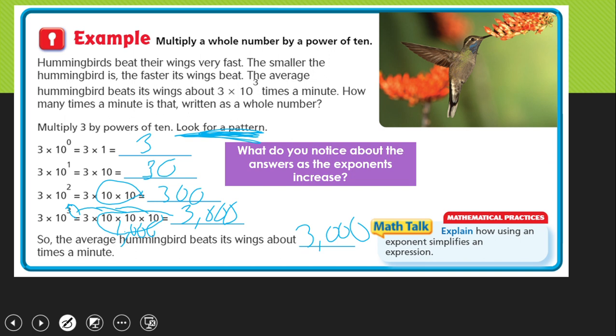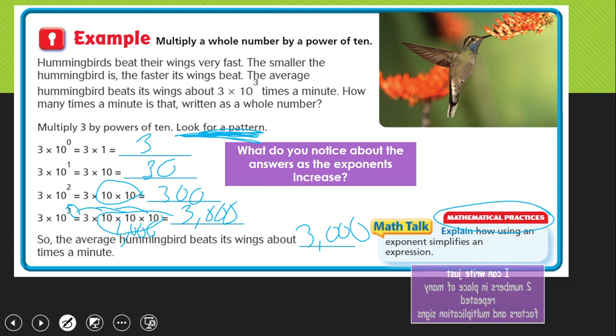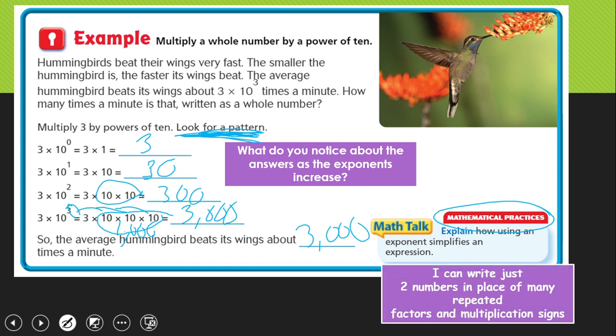So now we're going to explain the mathematical practice. Explain how using an exponent simplifies an expression. So instead of having to write all those 10 times 10 times 10 times 10 times 10 times 10, you can just use exponents, which makes it a lot easier. So I can write just 2 numbers in place of having to repeat the factor over and over and over again.